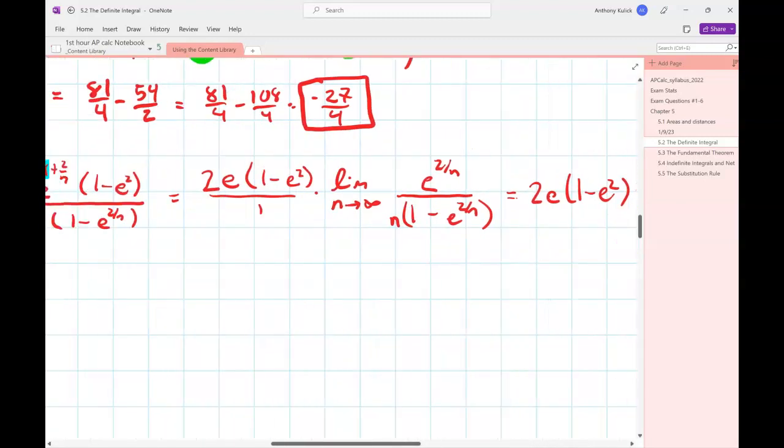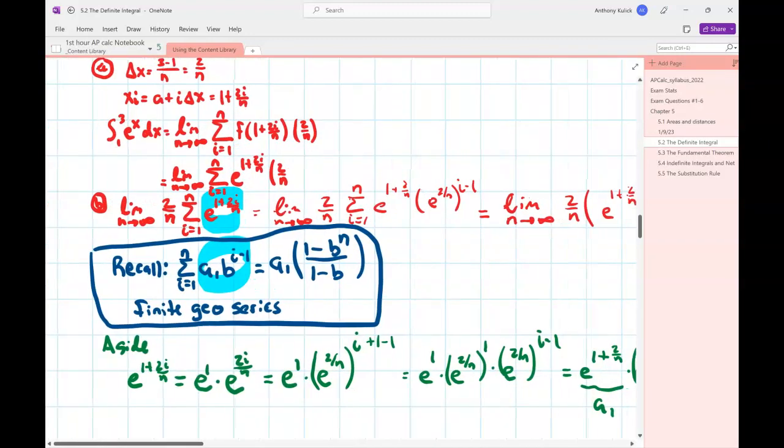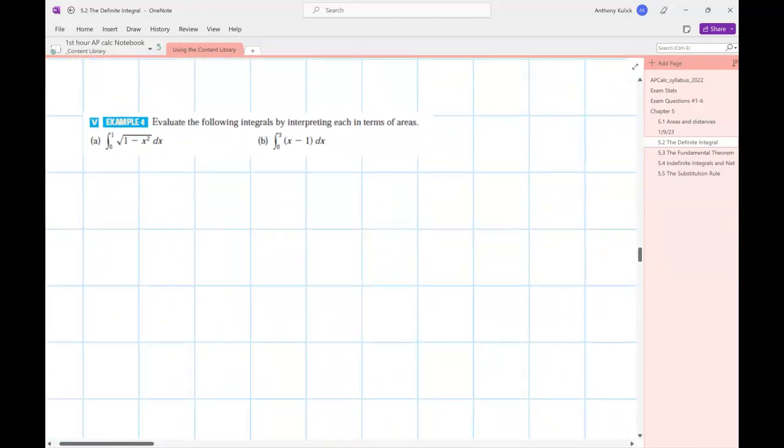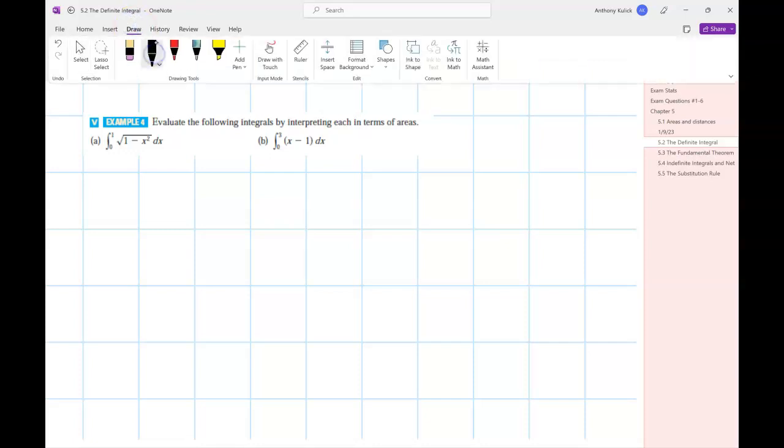There's a little bit more to do in here though. So let's go and look at these. There's more than one way to skin a cat when it comes to this sort of thing. So it says evaluate the following integrals by interpreting each in terms of areas. So remember that the integral is the same as an area under the curve, right?